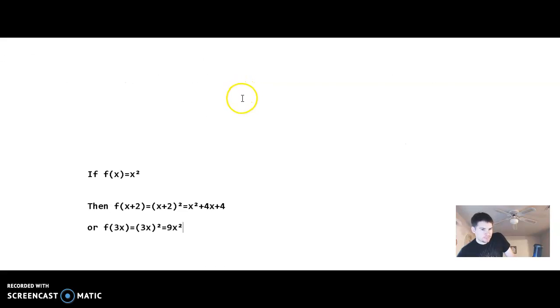So the example I wrote, you might have written something else, and that's fine. But I wrote, if f of x equals x squared, then f of x plus 2, for example, equals x plus 2 in parentheses, the quantity squared. And then I foiled that out so you would all know what that is. And then for the other example, if f of x equals x squared, then f of 3x would be 3x the quantity squared, which equals 9x squared.